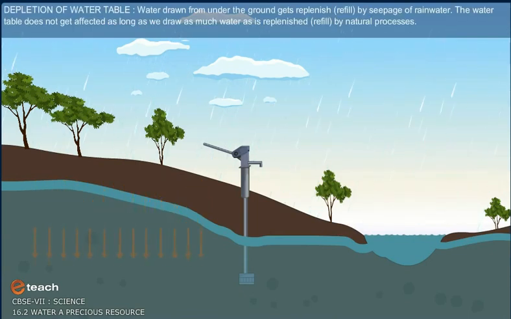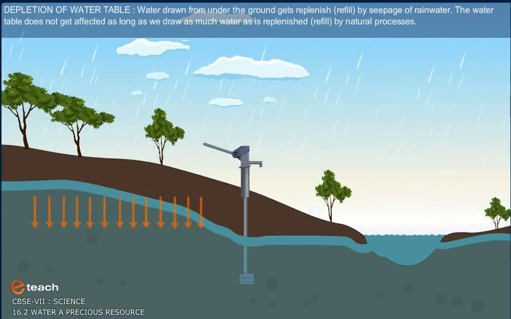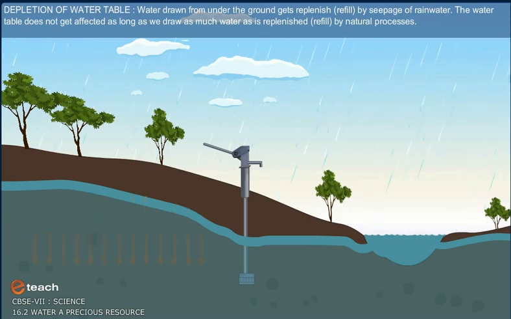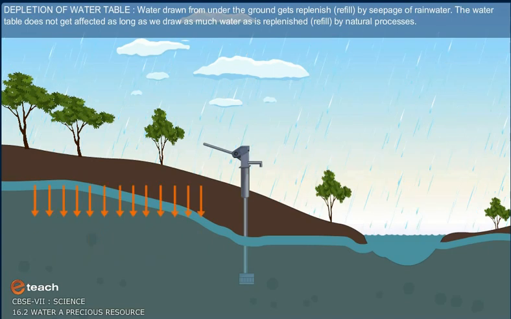Depletion of water table. Water drawn from under the ground gets replenished, refilled by seepage of rainwater. The water table does not get affected as long as we draw as much water as is replenished, refilled by natural processes.